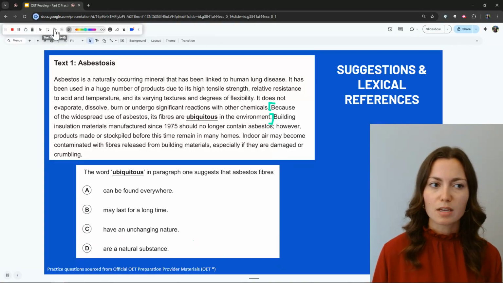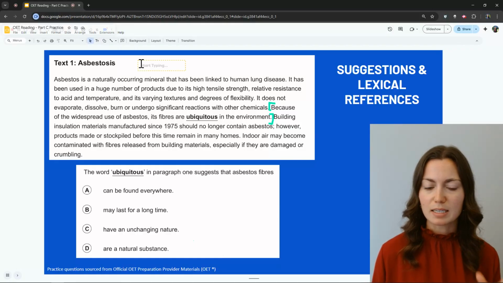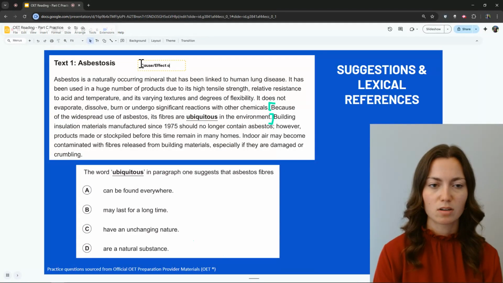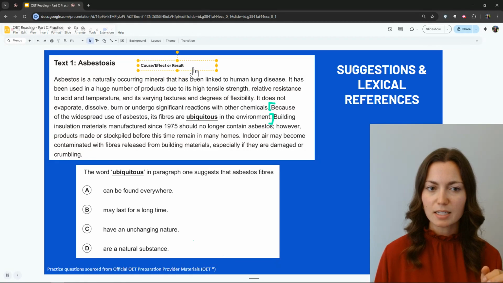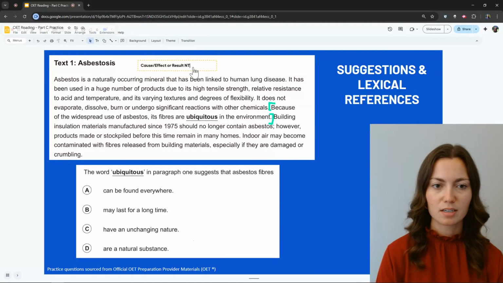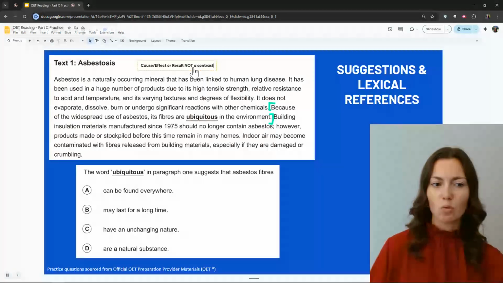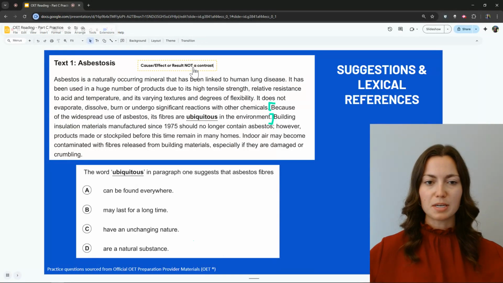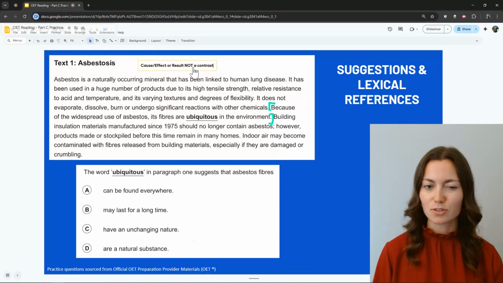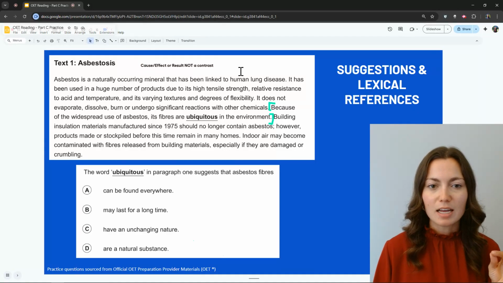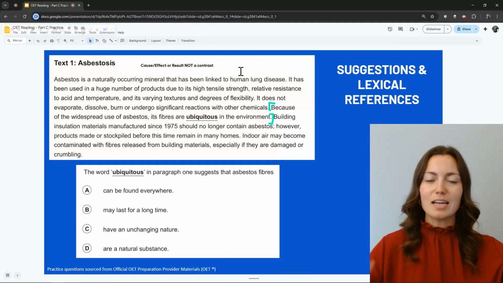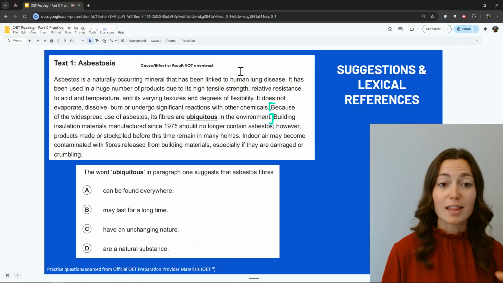Okay, so the first thing in that is to remember what we said, the text function: cause/effect or result. So this is so important because it's telling us it is not a contrast. We're not seeing widespread use of asbestos being the opposite of ubiquitous. We're seeing that they're actually one leading to the next. So in terms of vocabulary, it should be more like a synonym than an antonym. Antonym meaning the opposite.